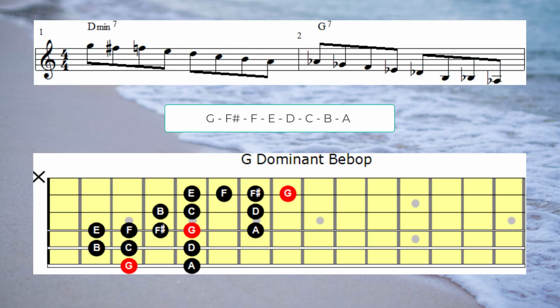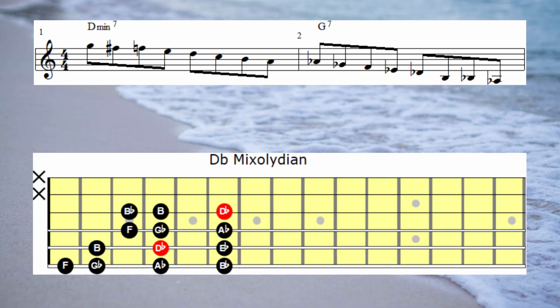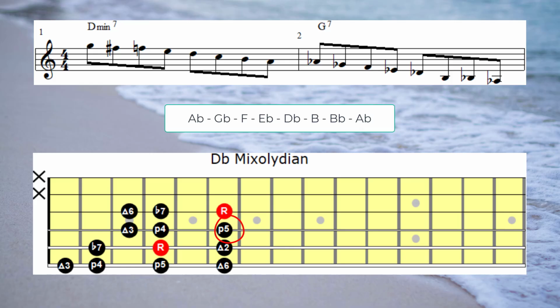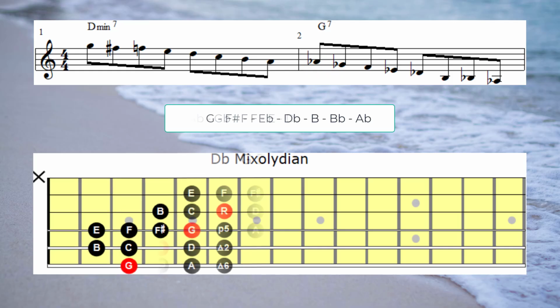In this next example, I'll be playing a G dominant bebop scale over the first bar. In the second bar, I'm going to use notes from the D-flat mixolydian. Here's the D-flat mixolydian shown as notes, and here is the same scale as intervals. In terms of intervals, the first note in bar 2, the A-flat, will be the 5th of the D-flat mixolydian.